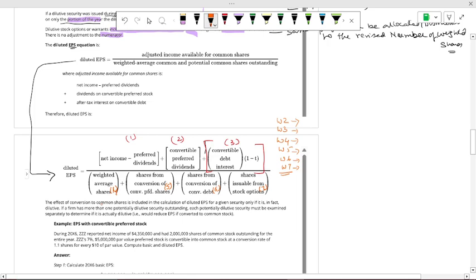Okay? The effect of conversion. Are you clear about this? Nothing is there. Don't worry. We have to follow the things as needed.